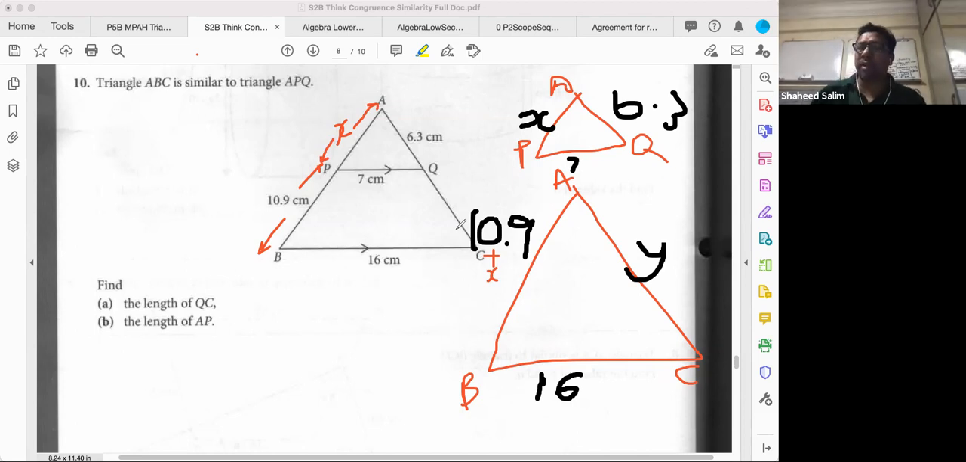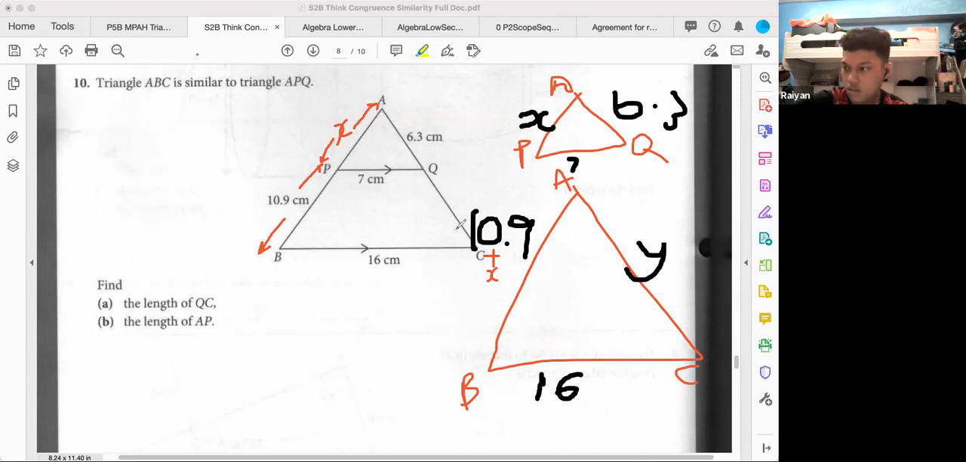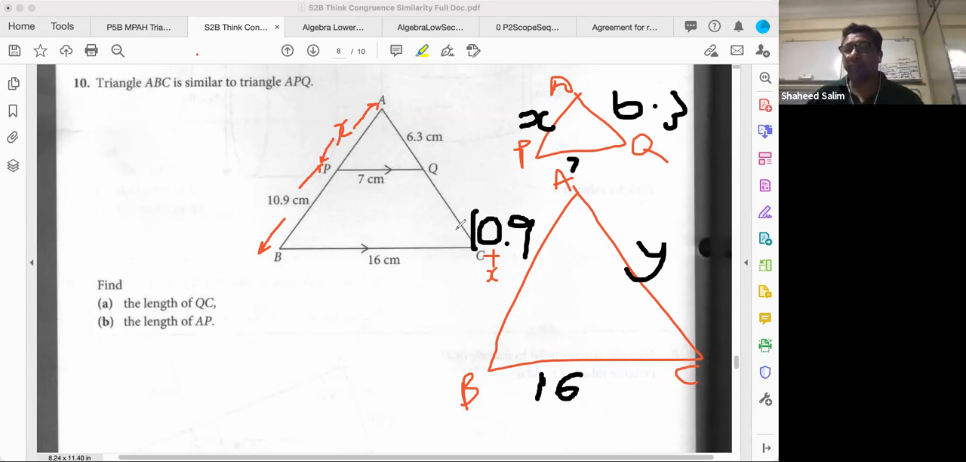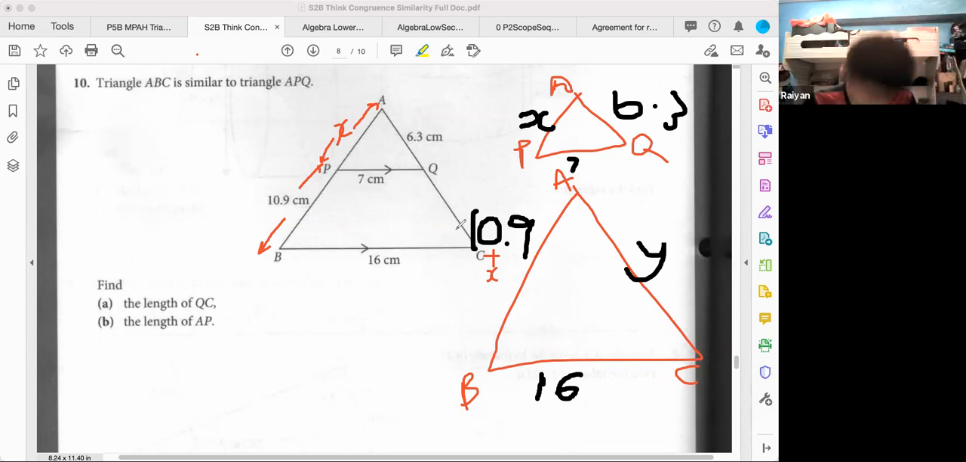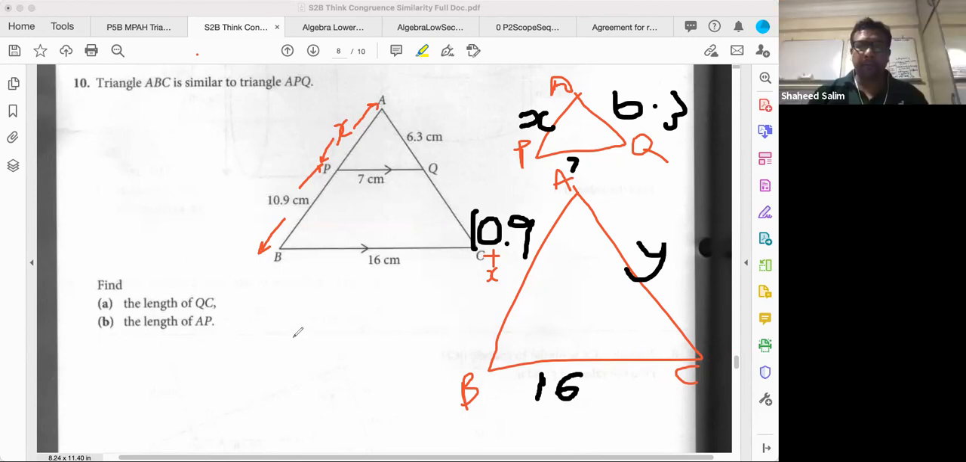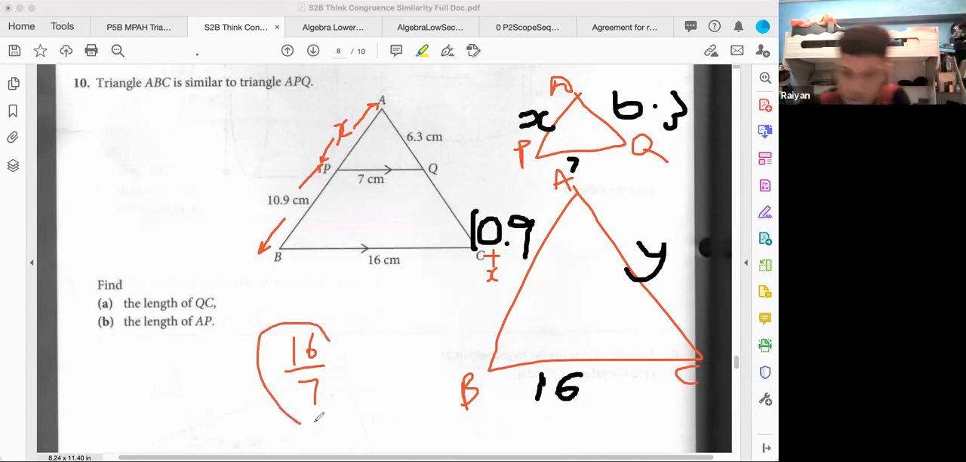This time you may have to retain the ratio as a fraction, because if you divide this number, you get a very long number. So I take 16 over 7. Yes, okay. So you keep the ratio there. Don't try to divide, you get a very long number. So we keep it for accuracy.